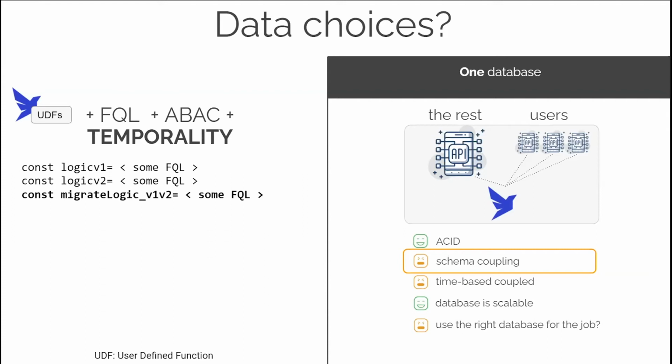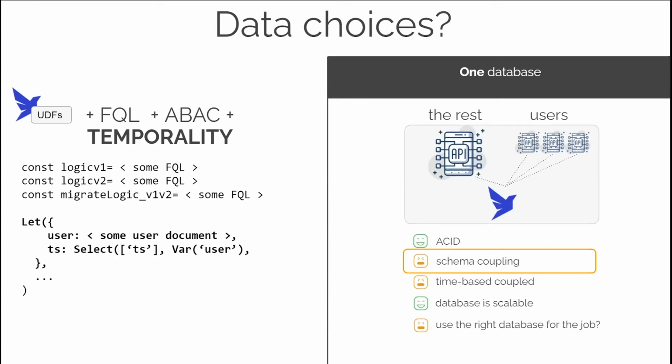Then we could have migration logic again in a separate statement. These could even be in different files. Essentially, what we're doing here is function composition. And then we could get to our final query. The query would simply say, okay, we get a user because we're going to do something with the user in the microservice. Then we get a timestamp. Because of the temporality of Fauna, everything has a timestamp. You can even go back in time if you would want that.